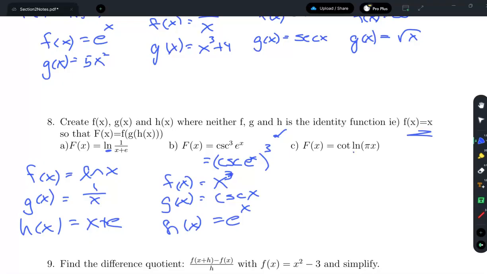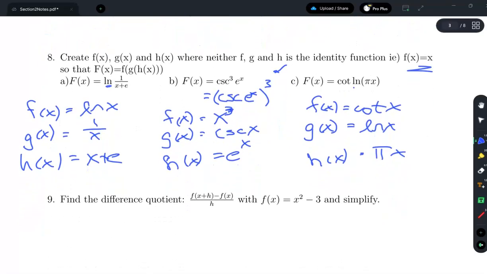This one here, you can kind of tell as you read it. Cotangent of ln of pi x. So the outside function is cotangent of x. The g of x is ln of x. And the most inside function is pi x. All right, let's stop there before we move on to this difference quotient.